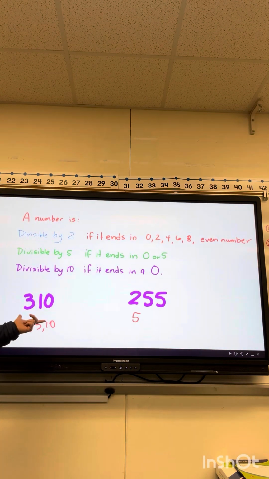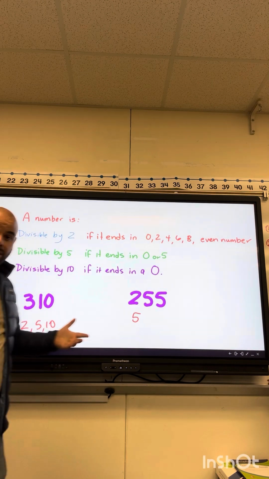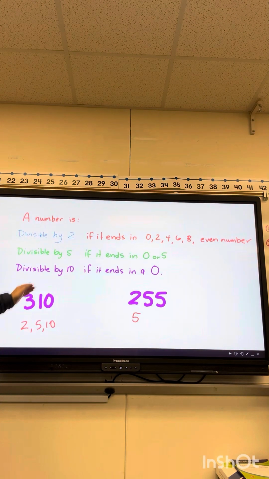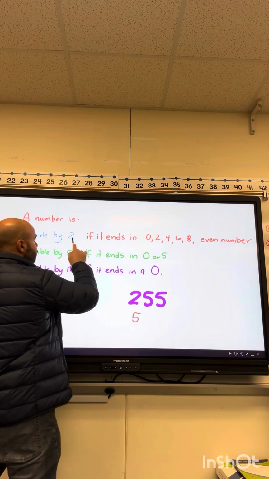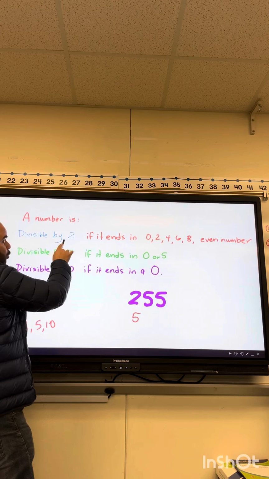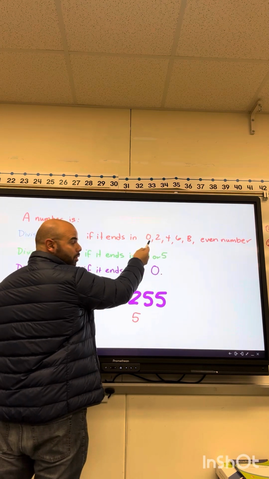So I gave them 2 examples here. I have 310 here. According to these rules, can this number 310 be divided by 2, by 5, or by 10? And they figured out that it could actually be divided by all 3. Why? Because according to the rule, the number is divisible by 2 if it ends in a 0, 2, 4, 6, 8. It definitely ends in a 0.